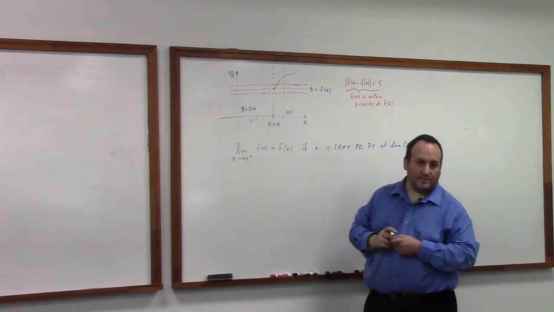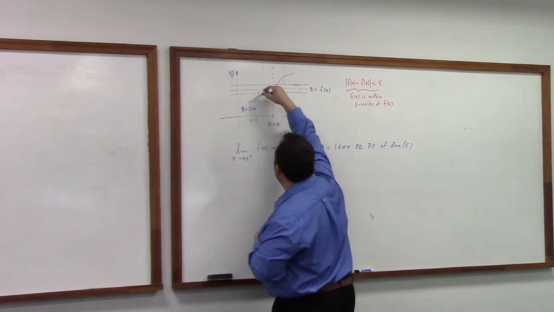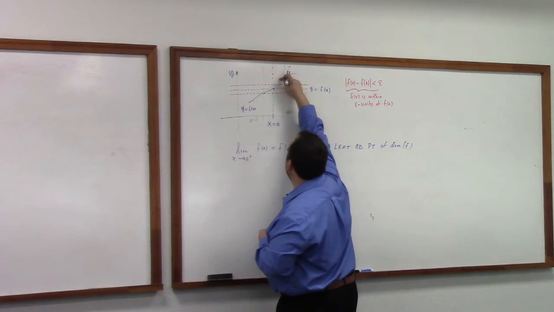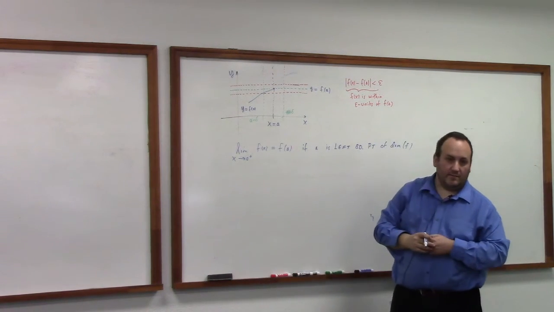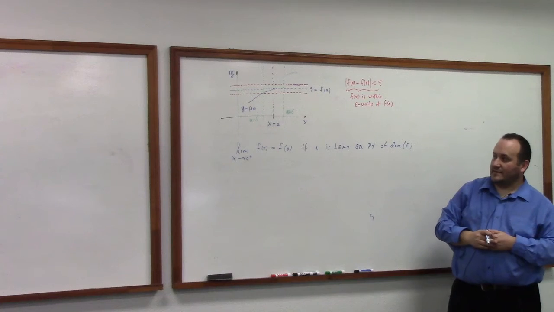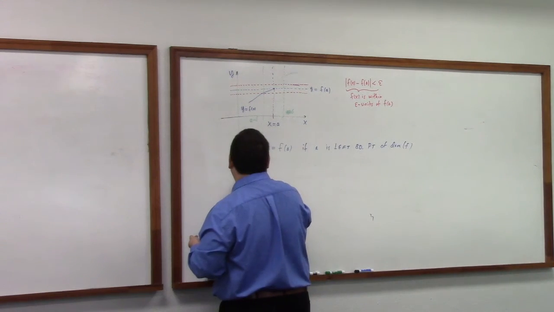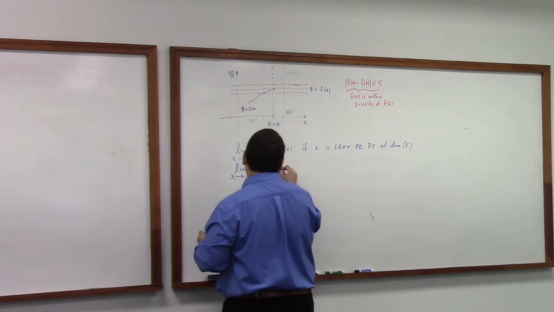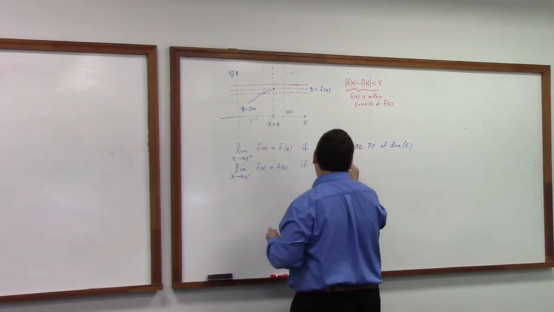On the other hand, if the function is defined over here, and then it ends there, then continuity at a would say that the limit as x approaches a from the left of f of x equals f of a. A is a right boundary point.